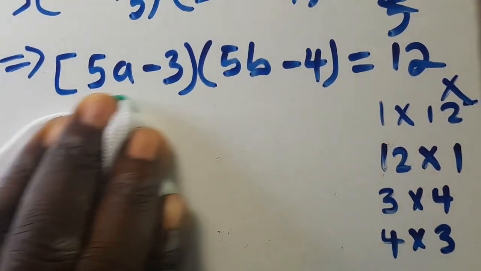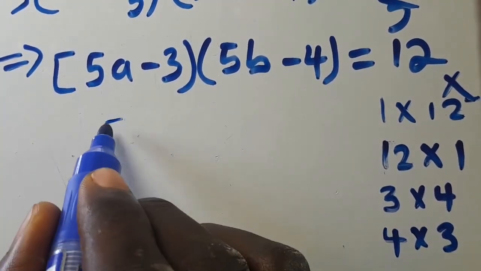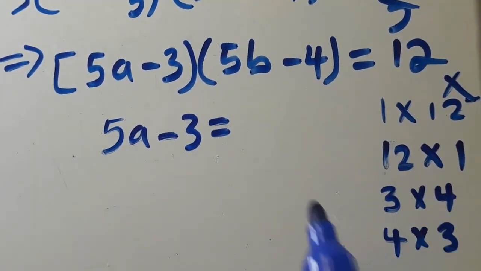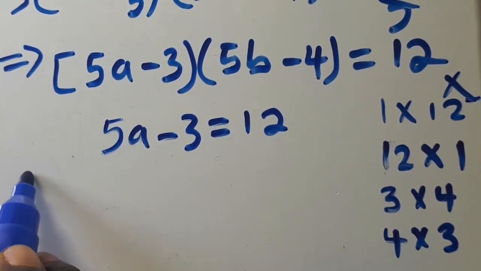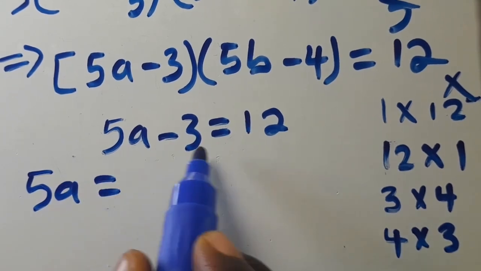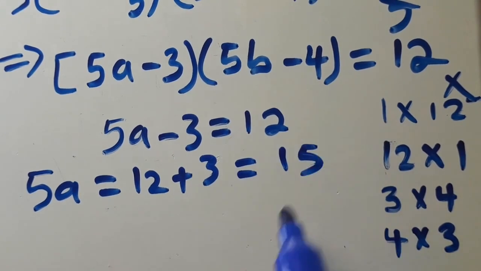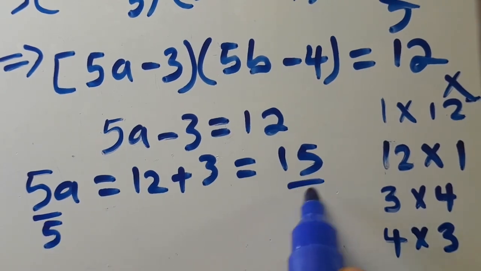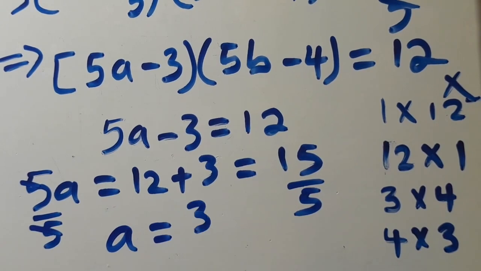When we consider this one, what we are going to have will be 5a minus 3 to be equal to 12. Then from here we have 5a equals 12 plus 3, which equals 15. So by dividing through by 5, we cancel this, we have our a to be equal to 3.